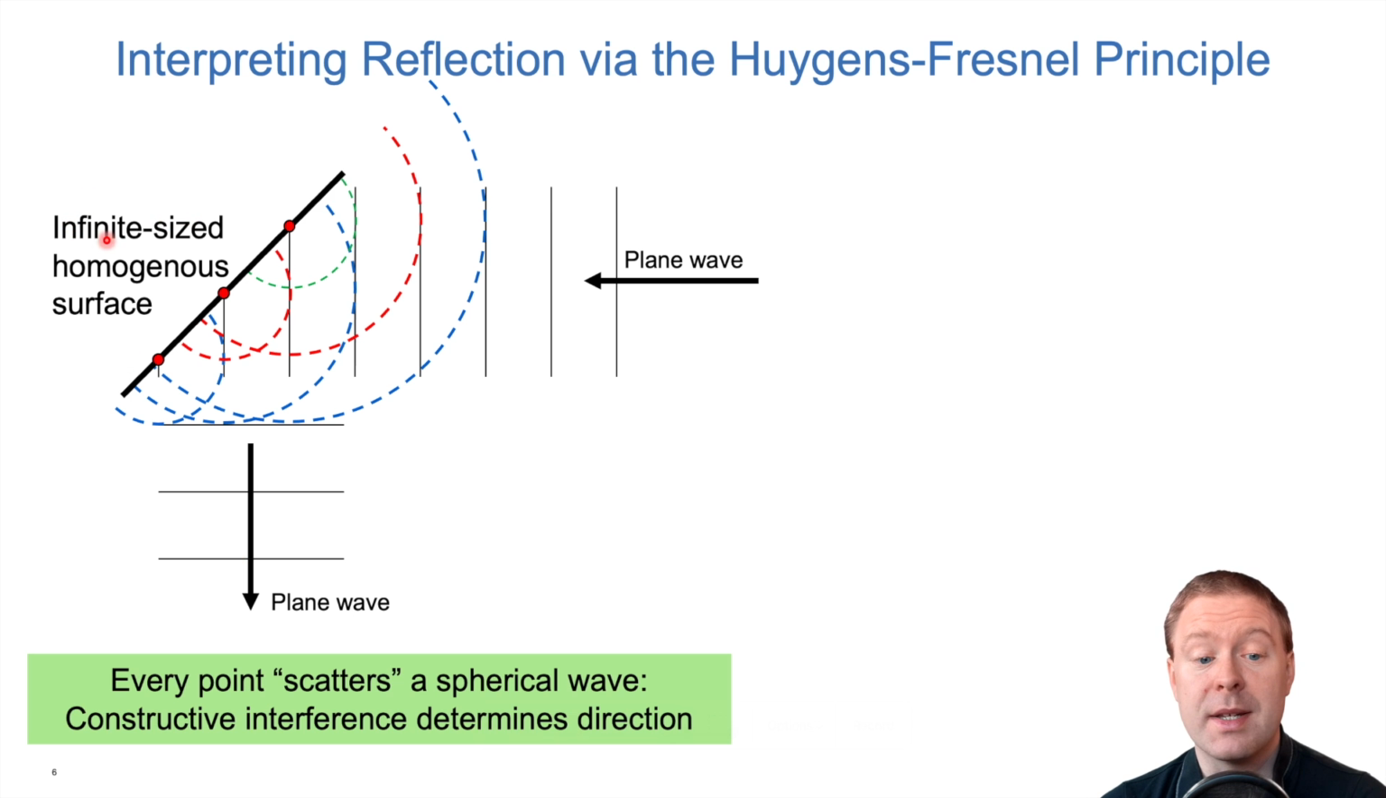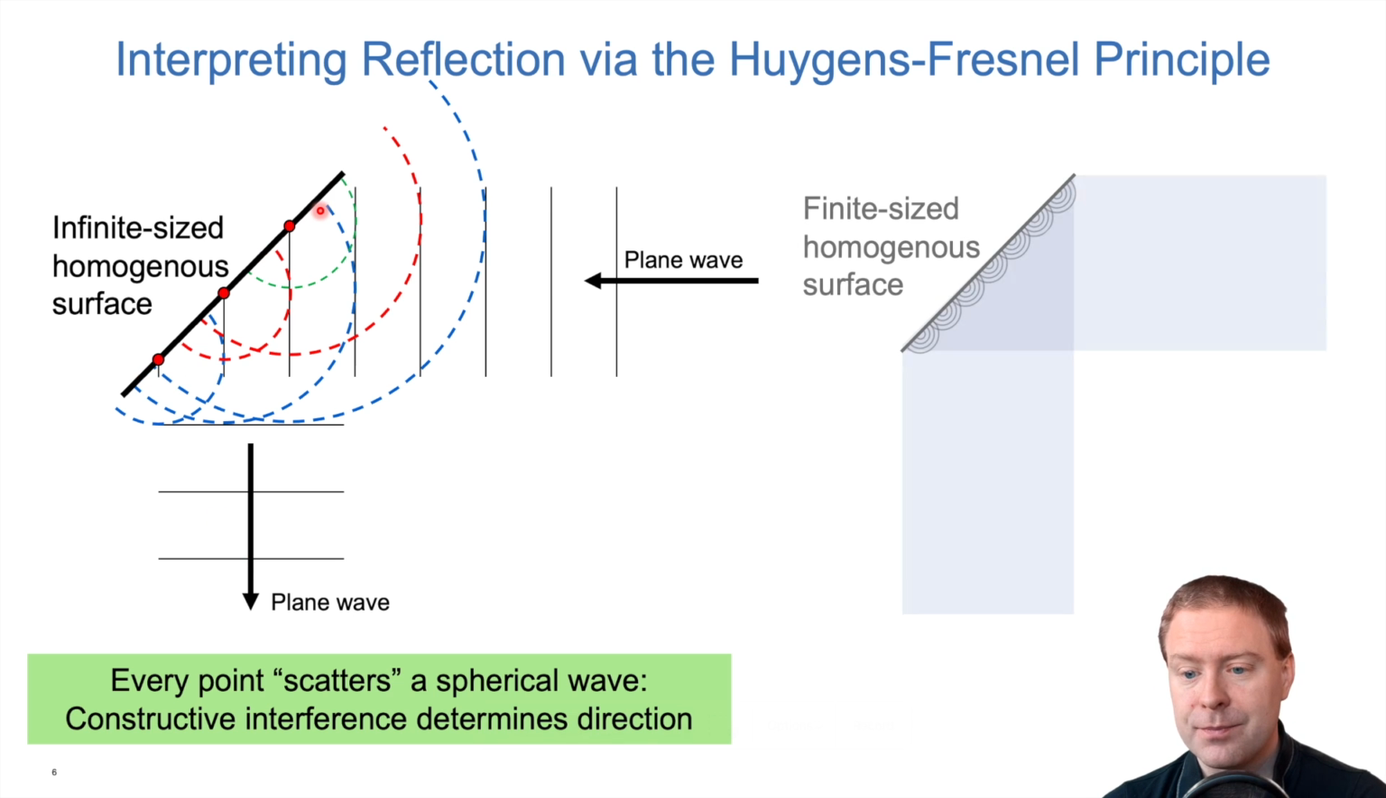So if we have an infinite-sized homogeneous surface, like a ground plane, then a plane wave that comes in will result in a plane wave that goes out. And actually, the angle of the signal here coming in with respect to the normal is determining the angle of the signal that goes out again. What will then happen if the surface is not infinitely large?